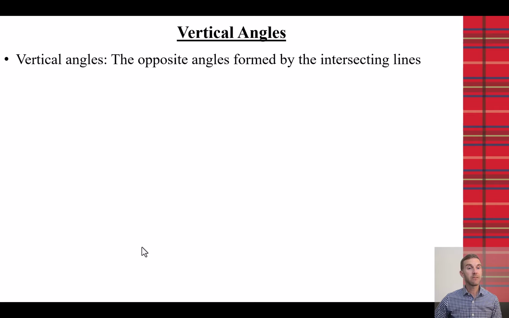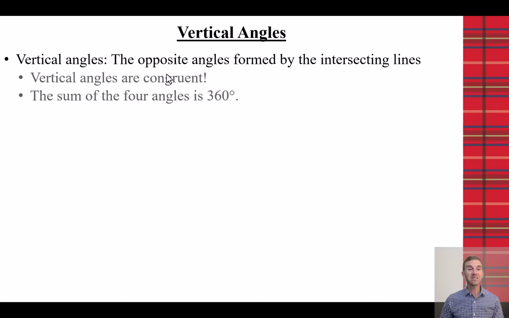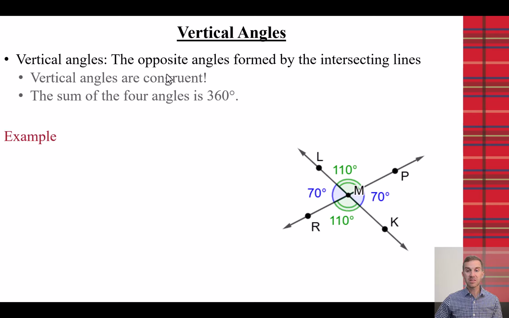Now, if we're looking at vertical angles, we're looking at the opposite angles that are formed by two intersecting lines. And what's important is that vertical angles are always congruent. And that's going to be helpful. And if we take those four angles formed by those two intersecting lines, we know they have to sum up to 360 degrees.